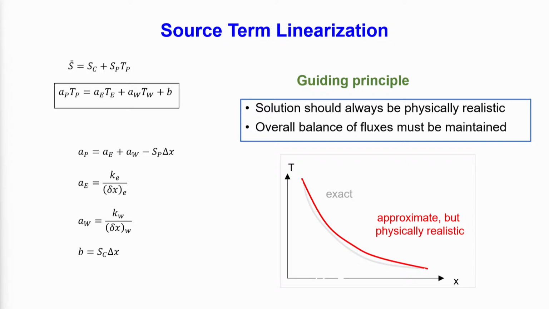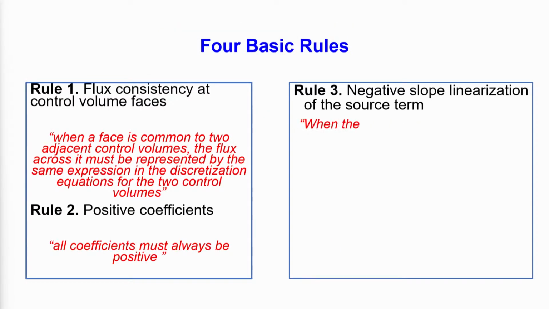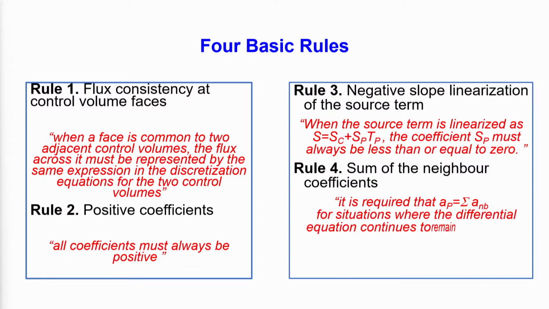So, that is what is formalized through this: the negative slope of the linearization of the source term. That means if S is this one, SP must always be negative, or it may be 0 also.